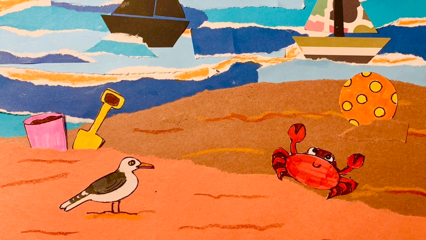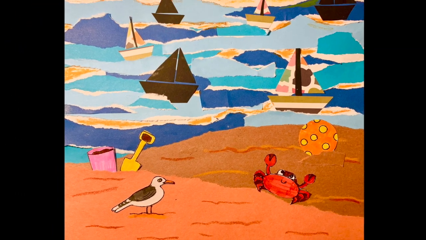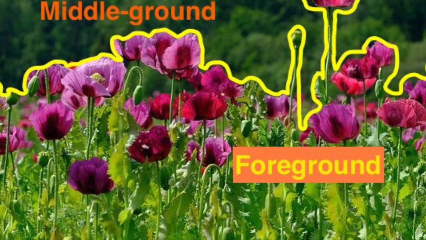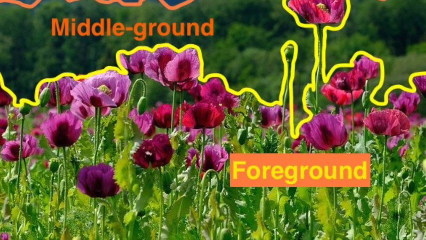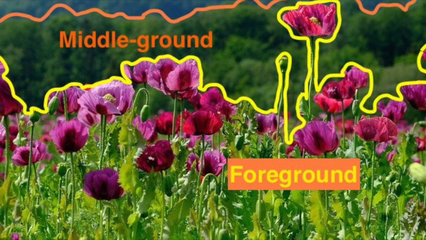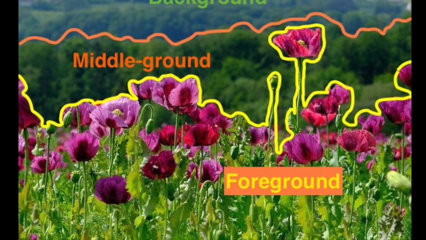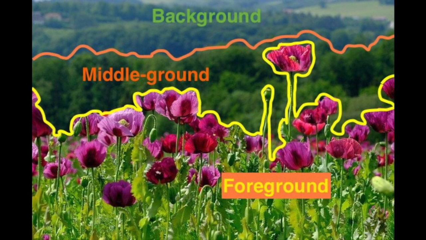Today, we're gonna make a beach scene collage for our seascape that we made last week. So before moving forward, I just want to ask you if you remember the 3 layers that we have in a landscape. That is right. Foreground, things which are very close to us. Middle ground, things which are in the middle. And background is the layer which is far, far from us with less details.